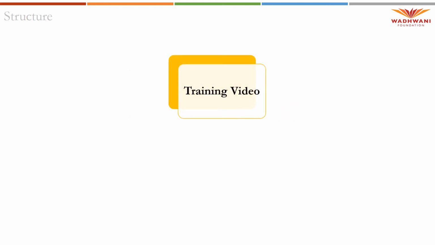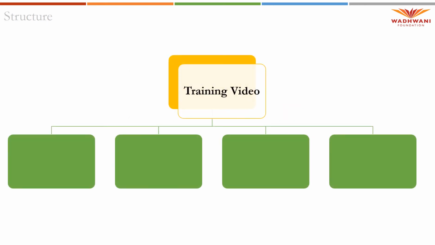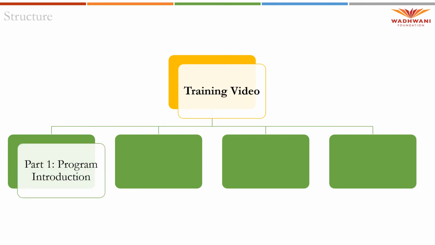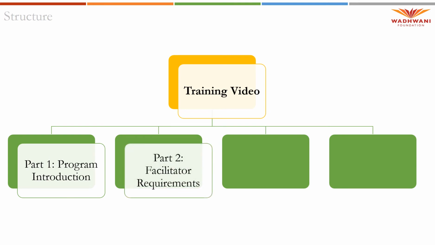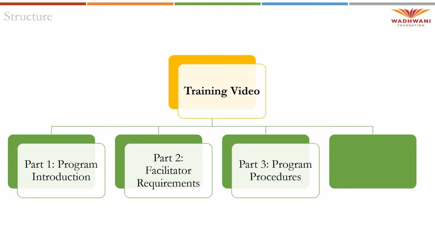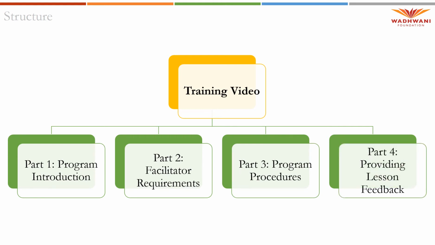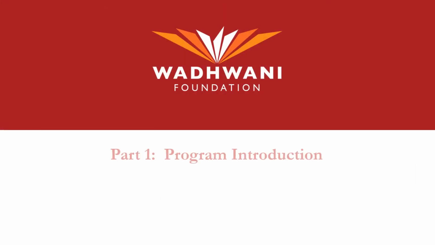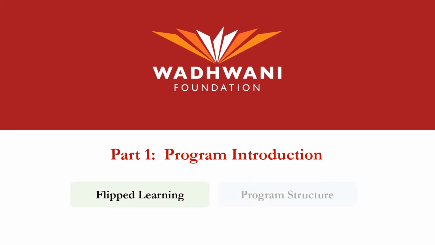This training video is categorized into 4 parts. They are Part 1, Program Introduction, Part 2, Facilitator Requirements, Part 3, Program Procedures, and Part 4, Providing Lesson Feedback. Let's start with the first part, Program Introduction. This part covers the flipped learning methodology and the program structure.